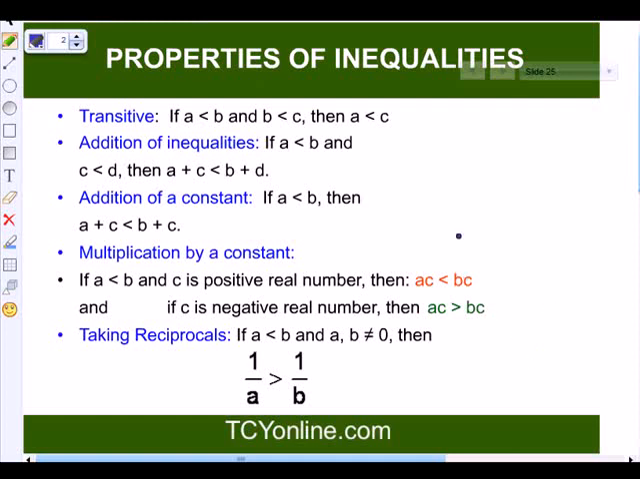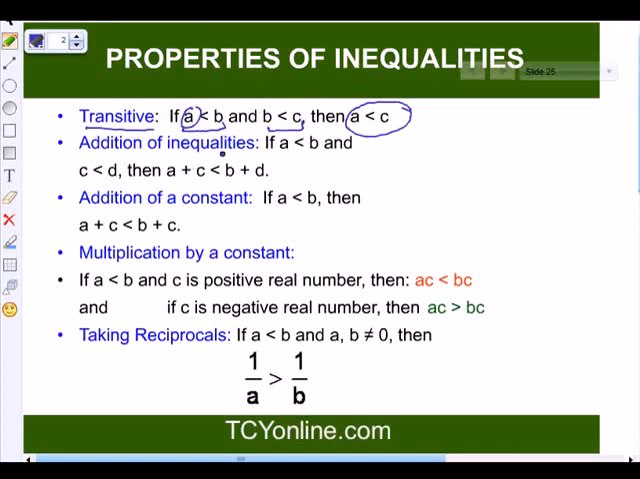So now let's look at the properties of inequalities once again. First is the transitive property. According to this, if A is less than B and B is less than C, then that means A will be less than C.